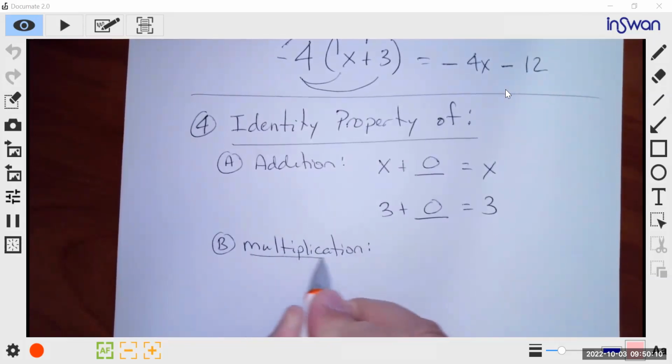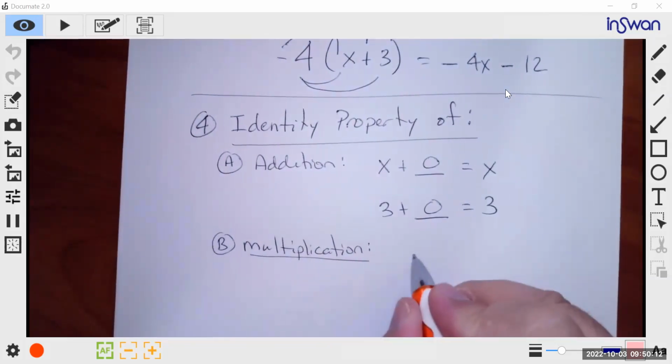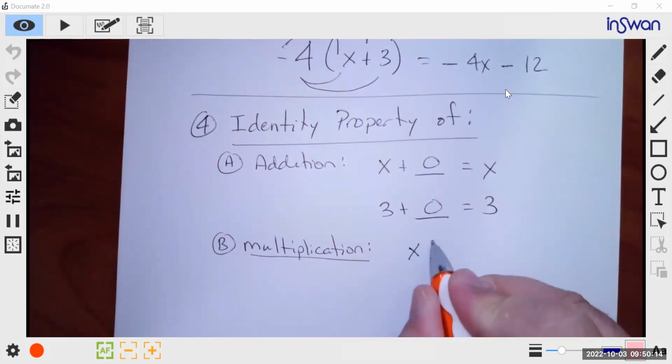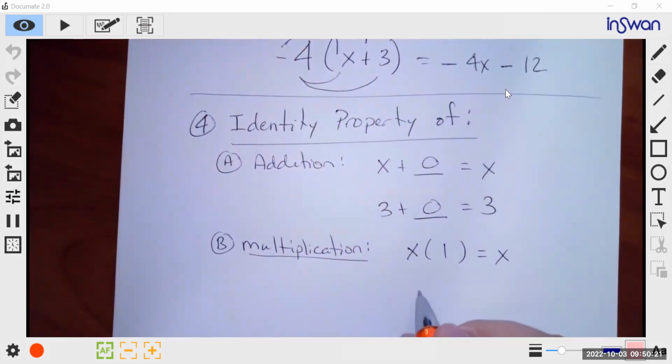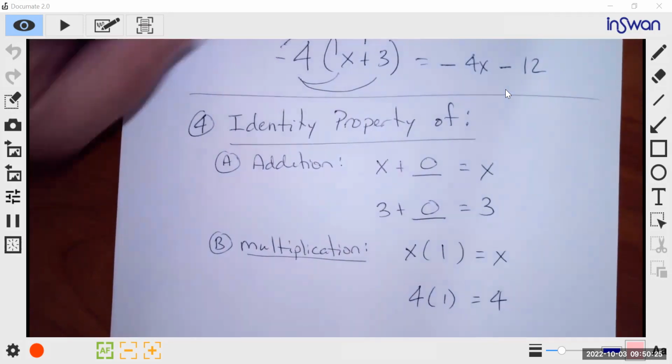How about multiplication? The identity property of multiplication. What times x gives me x? 1. Yeah. 4 times 1 gives me 4.